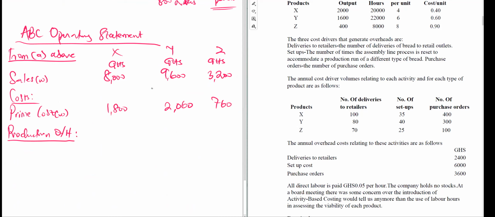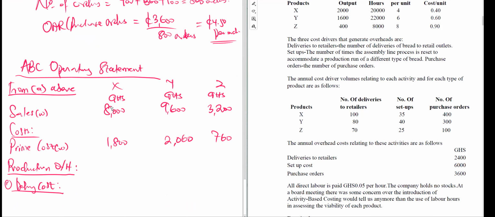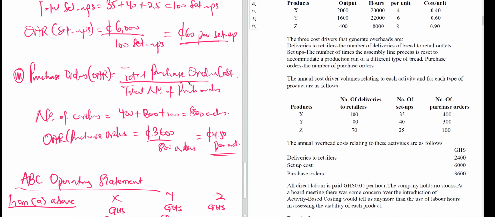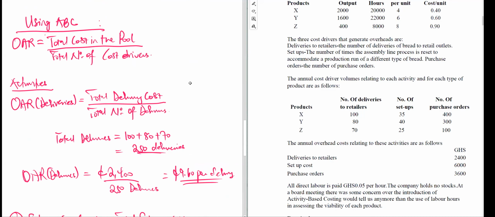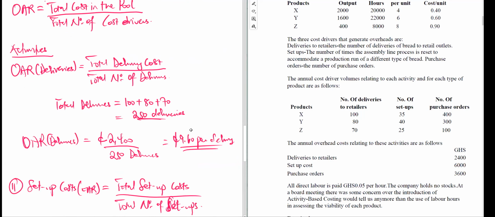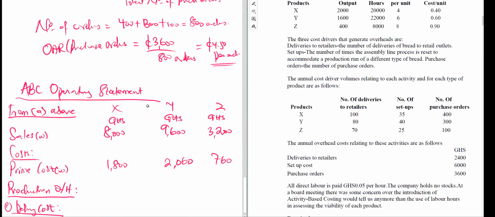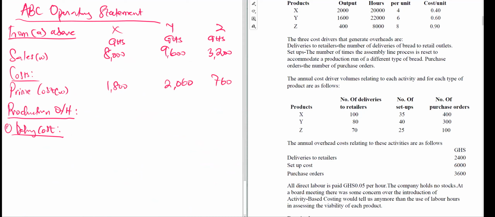Now the overheads, I'll break them down, unlike traditional costing. So the first overhead was what? Delivery cost, right? You can do this separately and bring it here, but I prefer to do it on the statement. I don't have one method; any method goes with me. So we go to delivery cost and check. The rate was 9.6 per delivery.